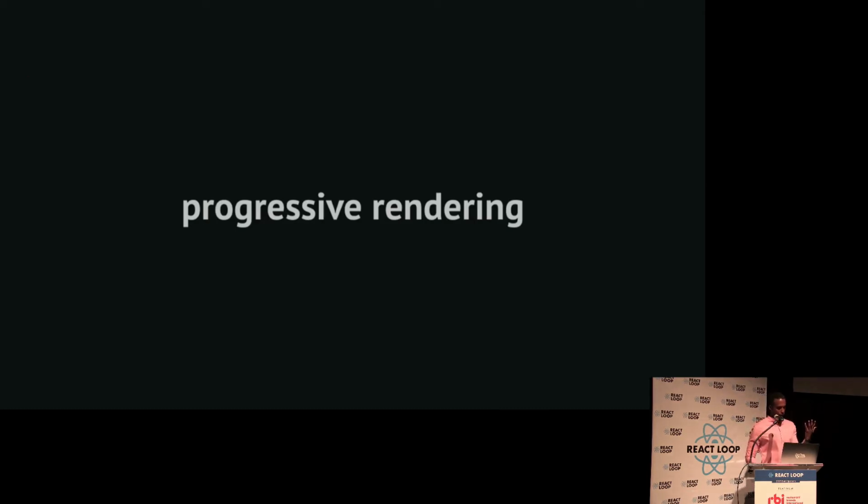Now, another thing that we're starting to see a lot more happen in the Chrome team and in the developer community is the concept of progressive rendering. Now, progressive rendering is code splitting, but it takes it a step further. And it takes advantage of server-rendered markups.